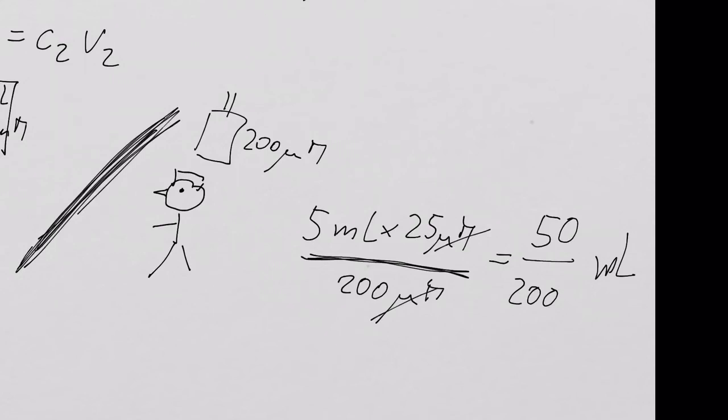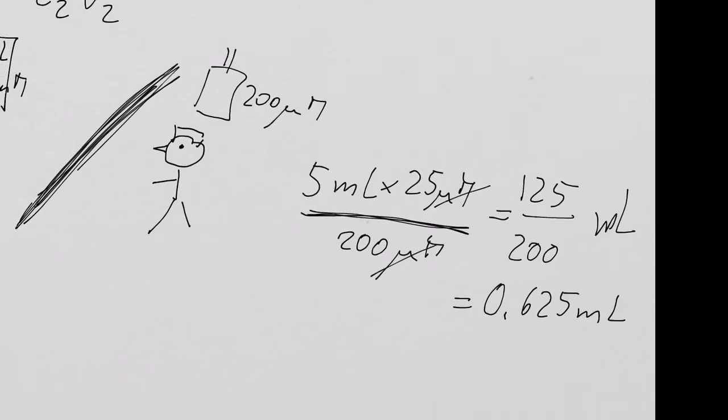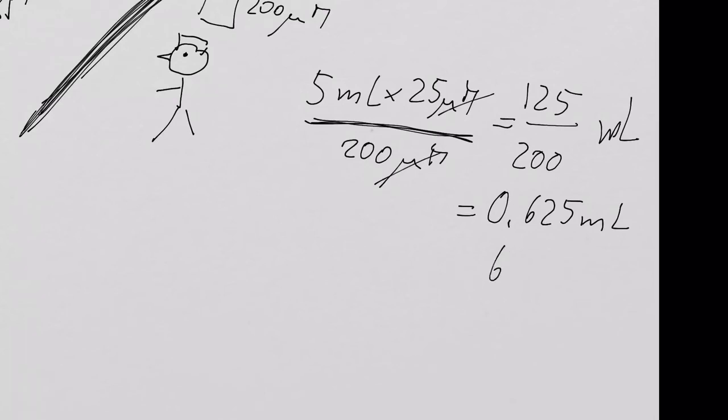You are absolutely right. At least somebody is awake. 125 divided by 200 equals, what did you get? 0.625 milliliter, or that would be 625 microliter. Yeah? Happy with that? Did you get that? Yeah. Hey, you are turning into pros. I like that. Any questions?